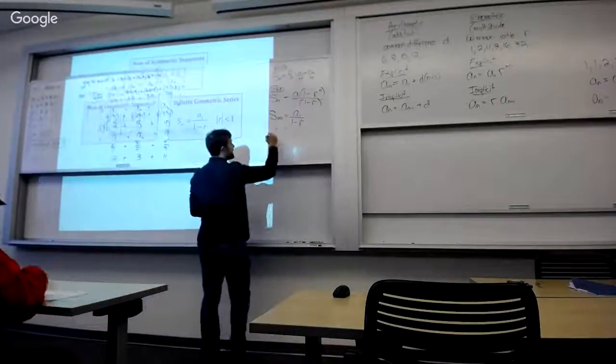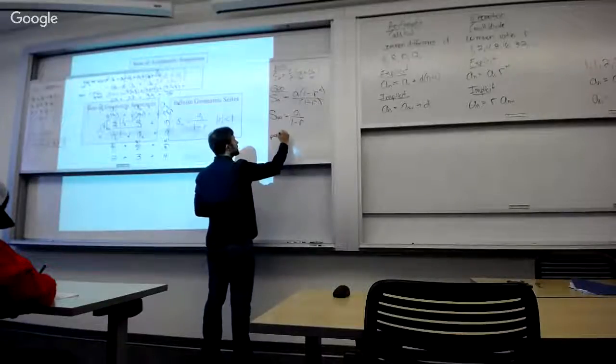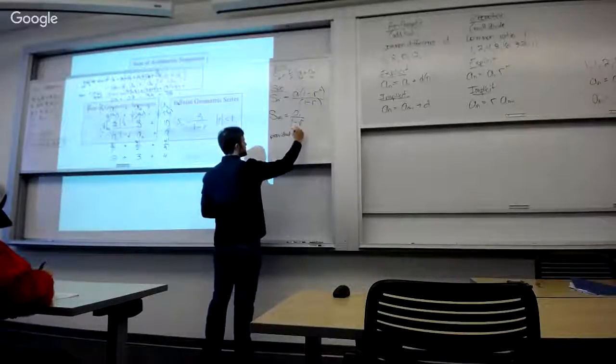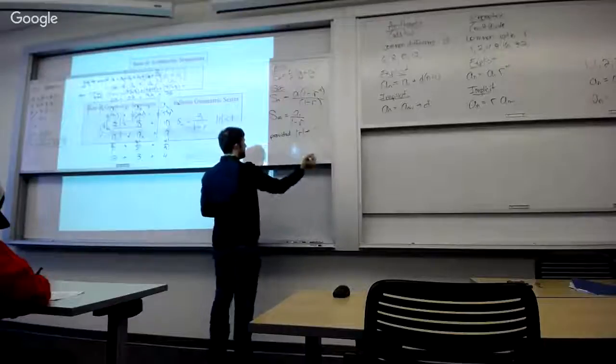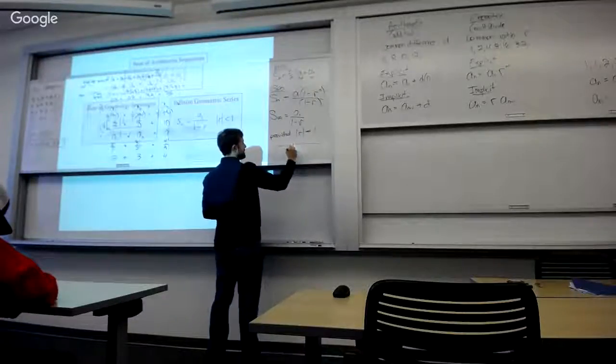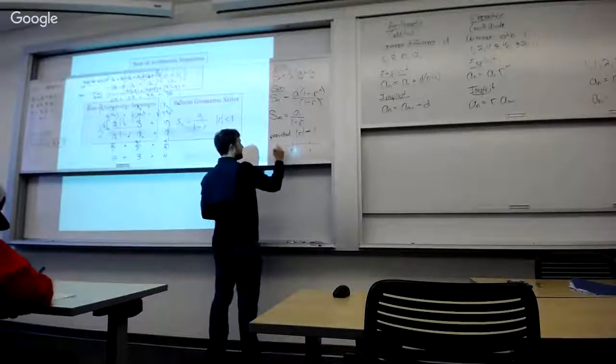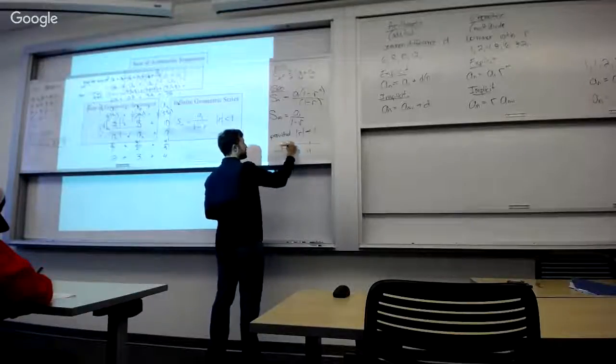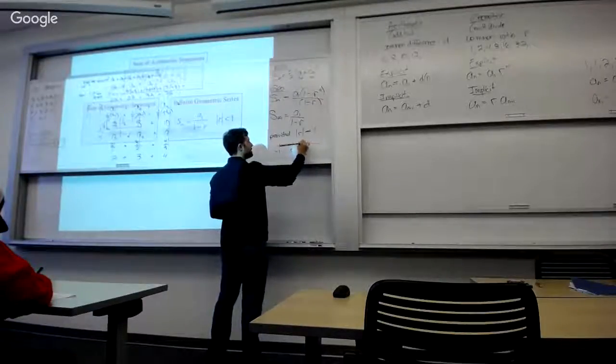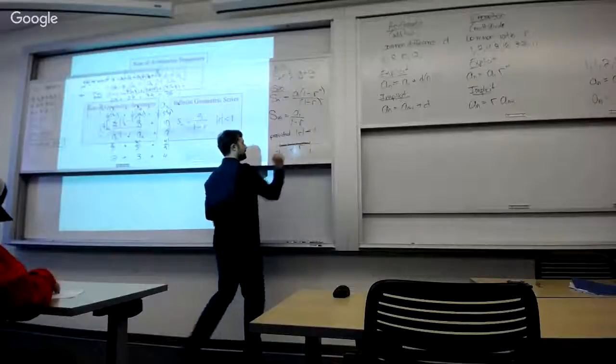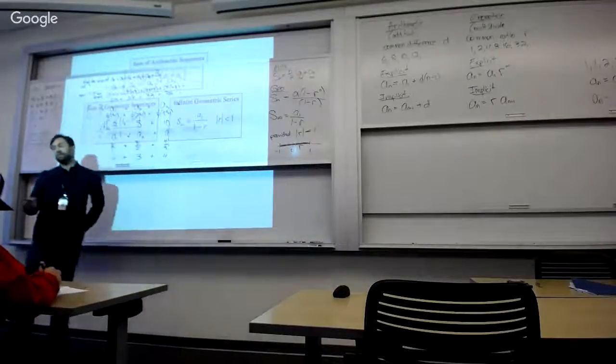And that is provided that the common ratio, the absolute value of the common ratio, is less than 1. And what that really means is that the value of R has to be somewhere between -1 and 1. So the common ratio has to be a fraction.